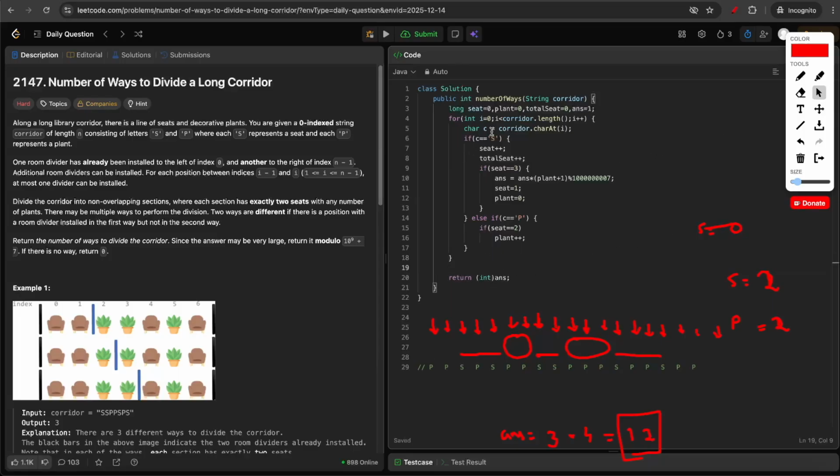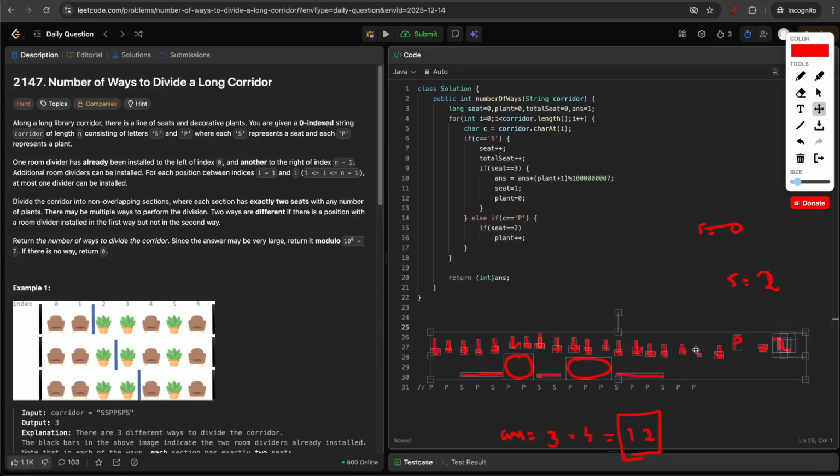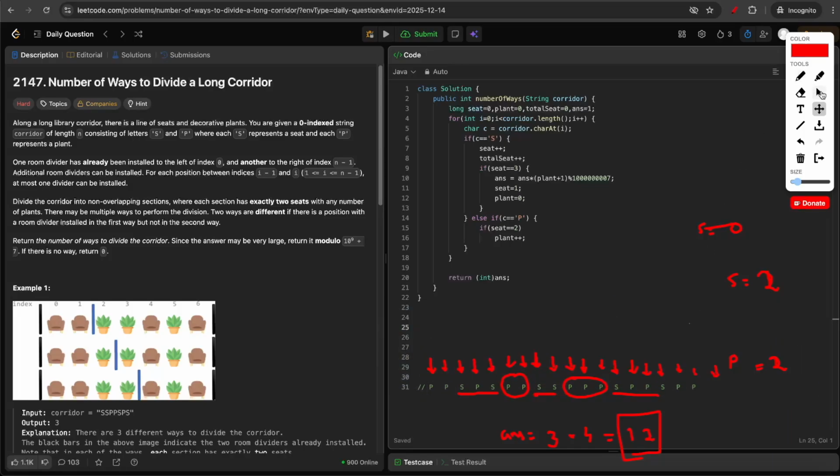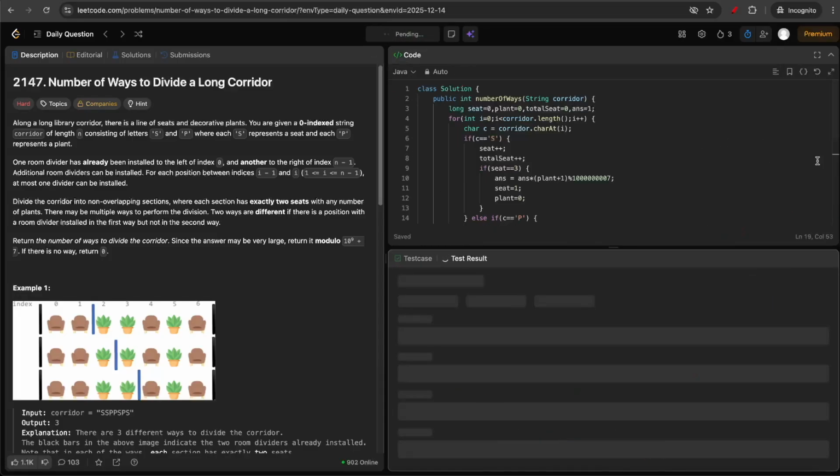Also, like we discussed, we have to check few corner cases where if the total seed count is odd, then directly you can return 0. So if total mod 2 equal to 1, or if the total seed count is equal to 0, then you can directly return 0. Otherwise, you will return your answer. Let me test it.